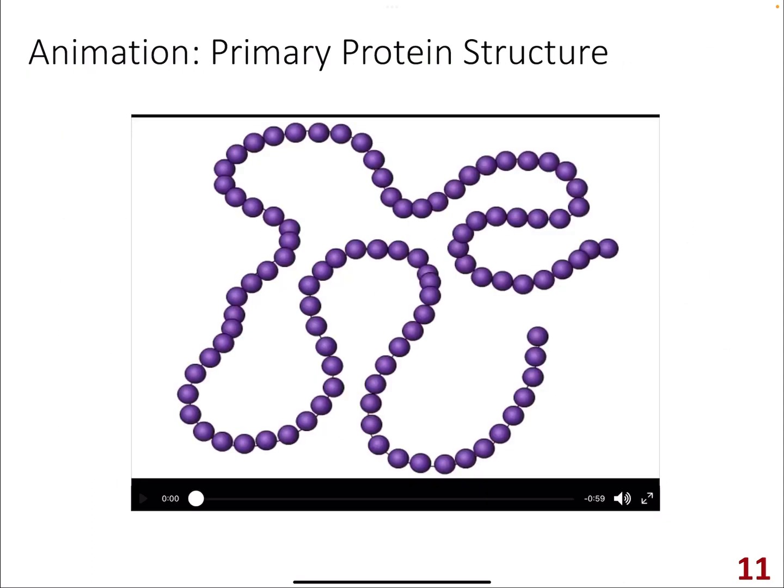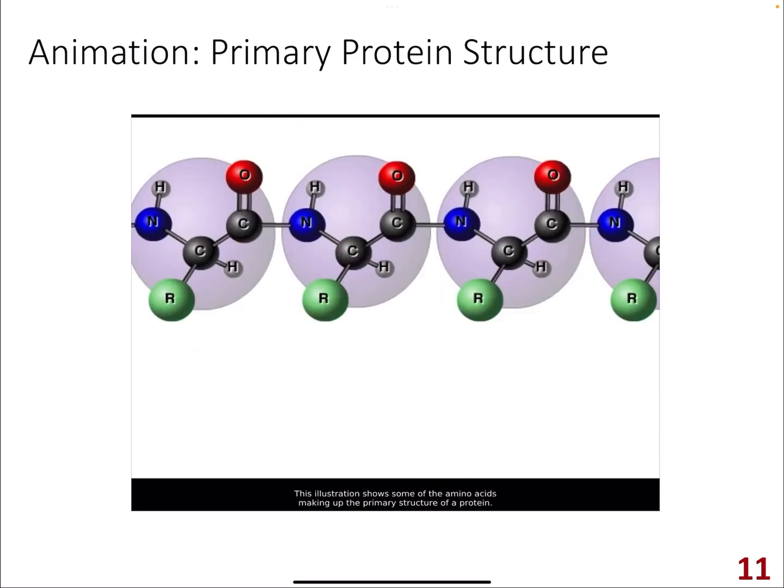Here's the animation of folding. Each protein has a unique primary structure, a particular number and sequence of amino acids making up the polypeptide chain. 20 different amino acids are used to build proteins. Theoretically, the various amino acids could be linked in almost any sequence, forming an almost infinite variety of different proteins. This illustration shows some of the amino acids making up the primary structure of a protein.